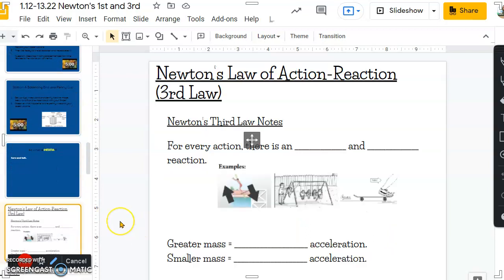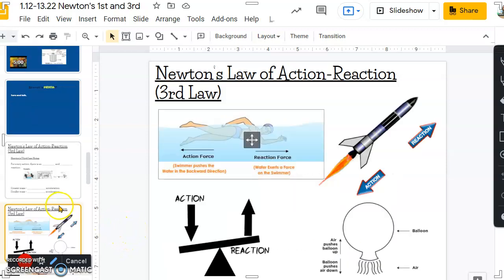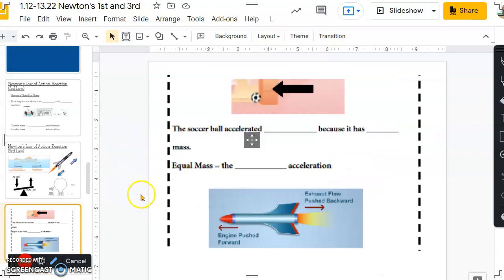Now we're going to go to the second sheet, which is Newton's third law. For every action, there is an equal and opposite reaction. So like when you push off on the diving board, it springs down. When you swing, we go forward and backwards. So there's always an equal reaction. So the greater the mass, the greater the acceleration. The smaller the mass, the smaller the acceleration, because there's not as much there to move. So just some examples of that right here.